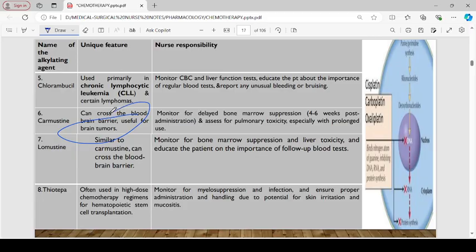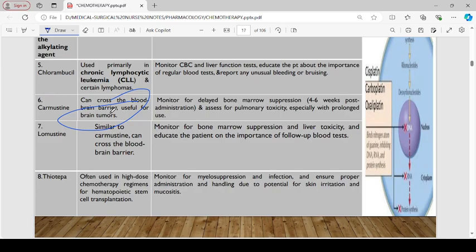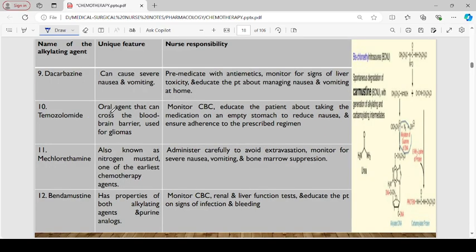The eighth drug is thiotepa, and this one is often used in high-dose chemotherapy regimens for hematopoietic stem cell transplantation. The only challenge here is that as a nurse, you have to ensure that you are monitoring for myelosuppression and infection, and ensure proper administration and handling due to potential for skin irritation and mucositis. The ninth drug is dacarbazine. This drug can cause severe nausea, so ensure you pre-medicate with antiemetics.